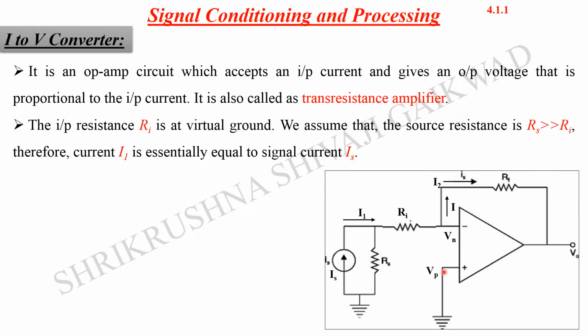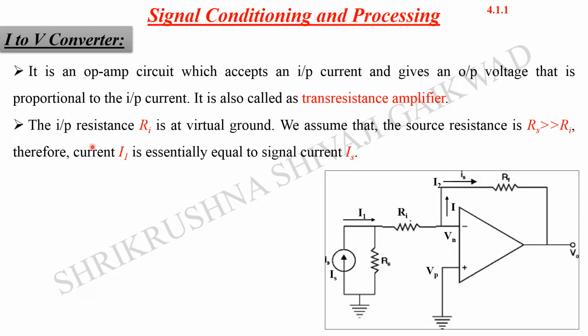So actually there is no direct connection of the inverting terminal to the ground. It is indirectly connected to the ground through the potential at the non-inverting terminal. So this point Vn is also referred to as the ground potential, but it is not directly connected. That's why we call it a virtual ground potential.